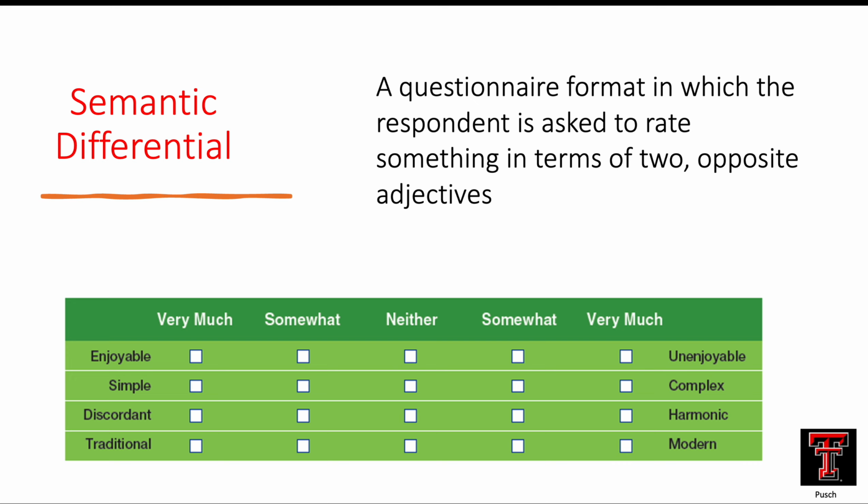Semantic differential scale. This is a questionnaire in which the respondent is asked to rate something in terms of two opposite adjectives. This is not used very often in social research. Again, it's used a lot in market research. So, did you find something enjoyable or unenjoyable, and rate it on that scale? Again, maybe sometimes. I don't see it very often in criminology research. I think it's something that's more done with market research.